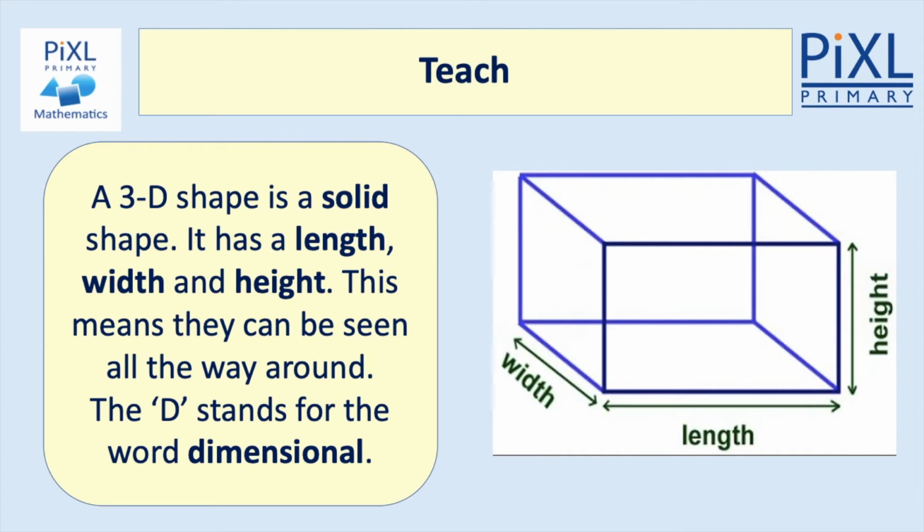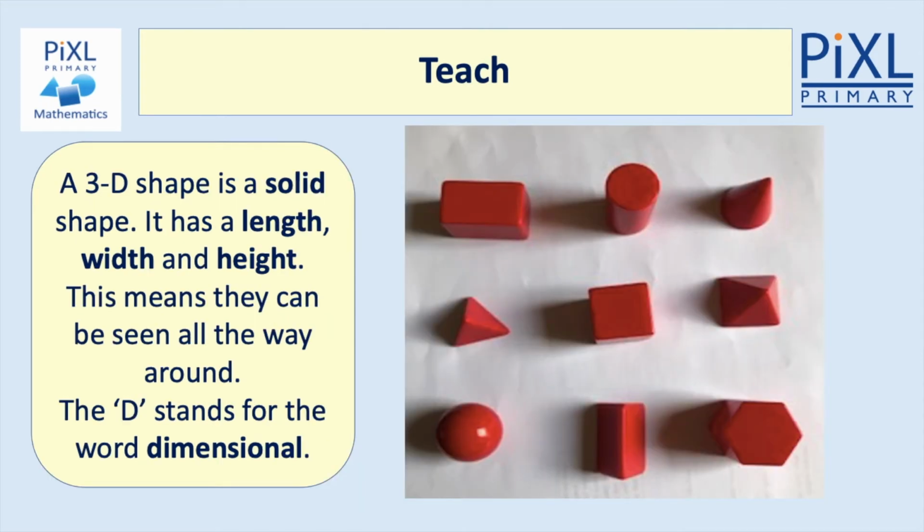A 3D shape is a solid shape. It has a length, width and a height. This means they can be seen all the way around. The D stands for the word dimensional. And we've got examples of 3D shapes here, so it might be an idea to go around your house after this video and see what kind of 3D shapes you can find in your house.